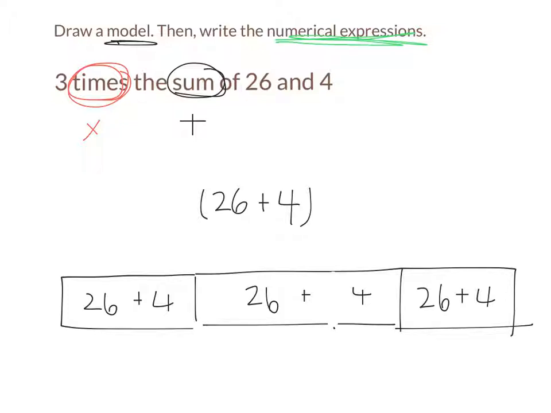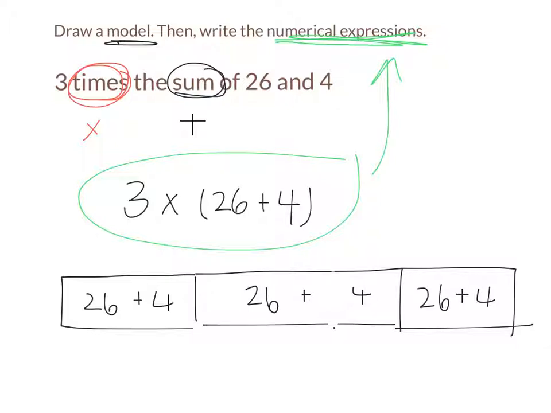Okay, how do I write that using a mathematical sentence? I can write 3 times the sum of 26 and 4. So right here, this is the numerical expression, the number sentence. And this right here is the model. Does that make sense? Okay. Now, if we wanted to solve this, it would be 3 times what? What's the sum of 26 plus 4? 30. So it'd be 3 times 30.